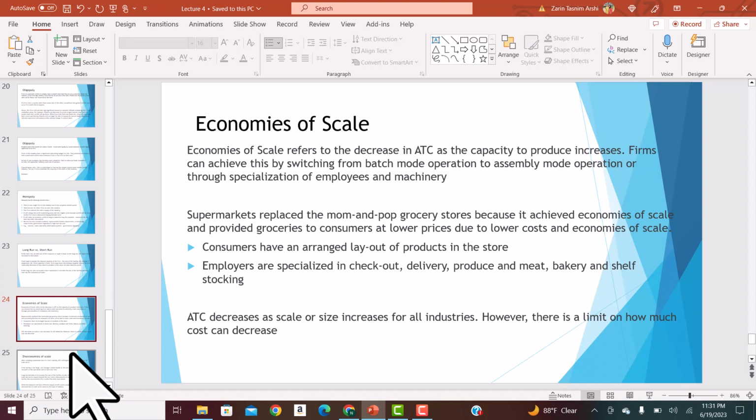Supermarkets replaced the mom and pop grocery stores because of economies of scale, right? They were able to provide groceries at low prices due to economies of scale. Consumers have an arranged layout of products in the store, right? On the signs above, you will see where you can find cereal, where you can find oil, where you can find drinks. These are all arranged in a proper layout. And then employees are also specialized in these supermarkets. The people at the checkout register are experienced in handling cash and checking out customers. People in the inventory sections are specialized and experienced in organizing and accounting for inventory. In the bakery section, we have bakers. In the meat section, we have butchers. So everyone is specialized, and that helps them to lower the cost and enjoy economies of scale.